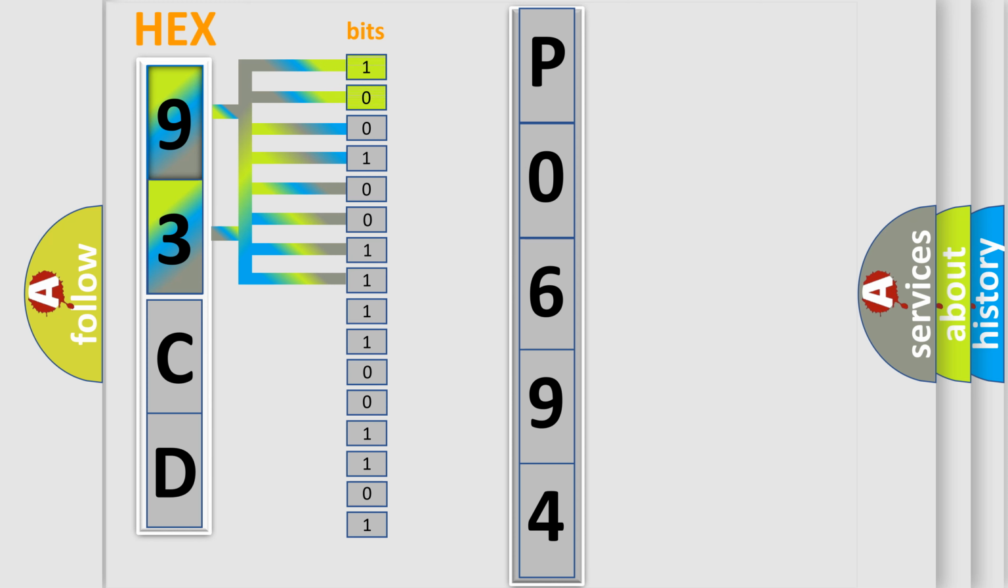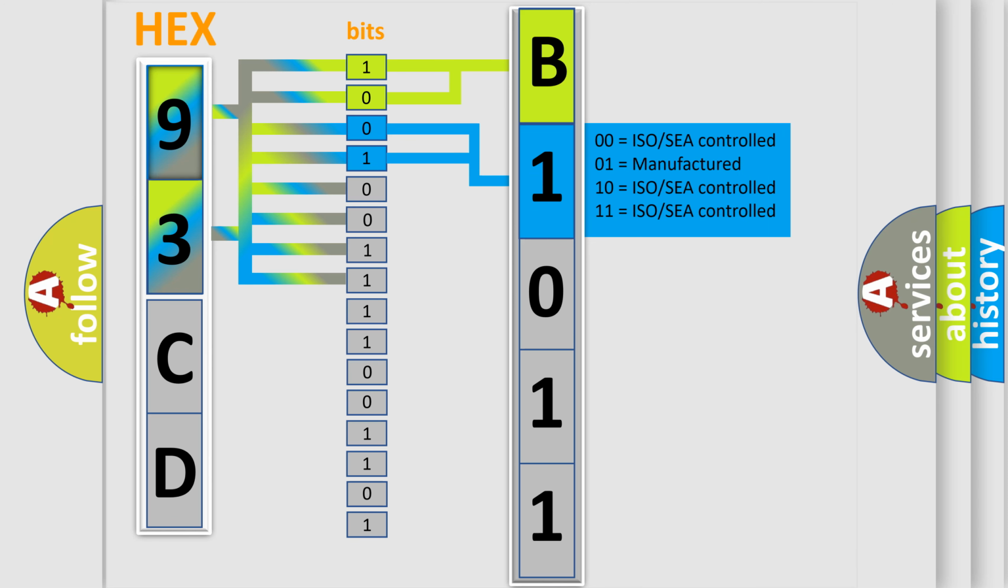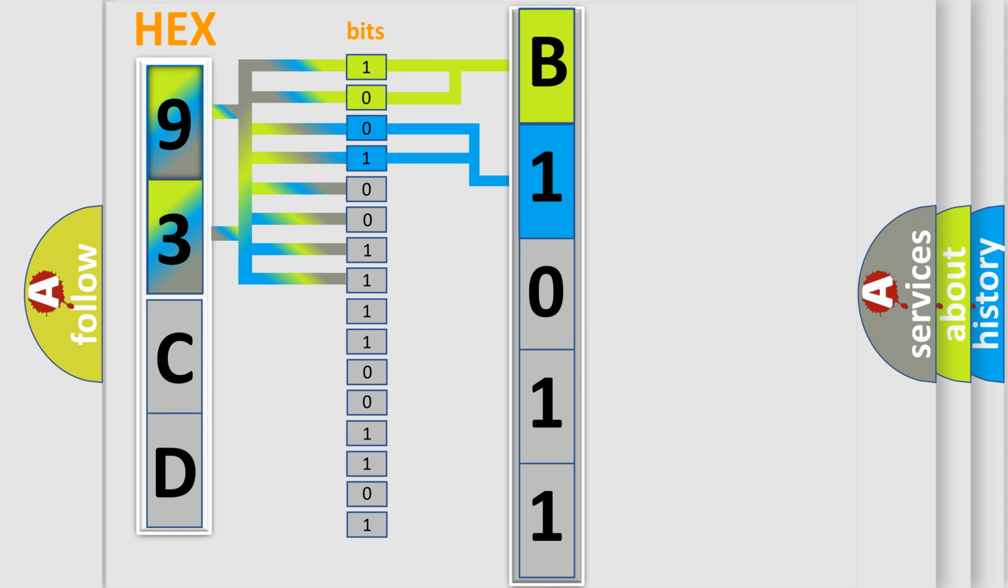And now this is a short description of this DTC code. Control module detects the open or short circuit of the radiator fan circuit. Radiator fan does not operate properly. Overheating condition. This diagnostic error occurs most often in these cases. Check any other DTC on display. Check radiator fan system. Check for temporary poor contact.